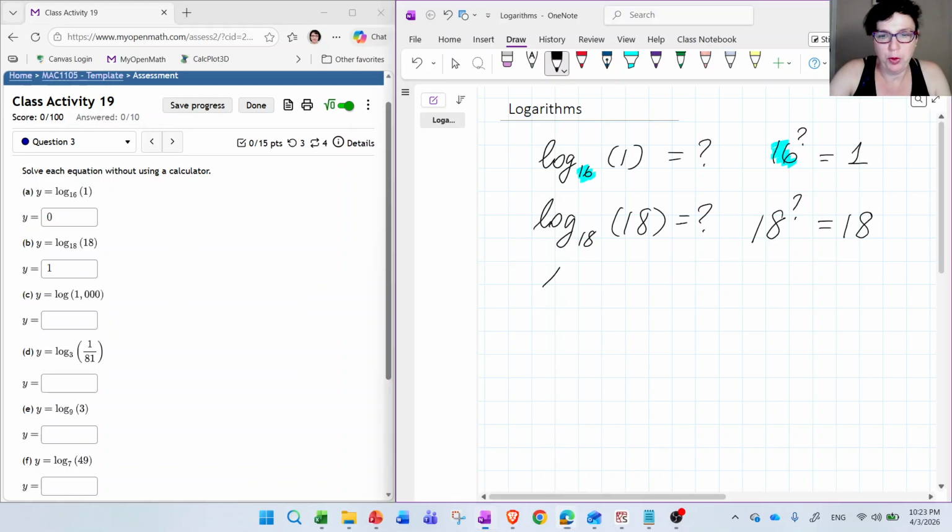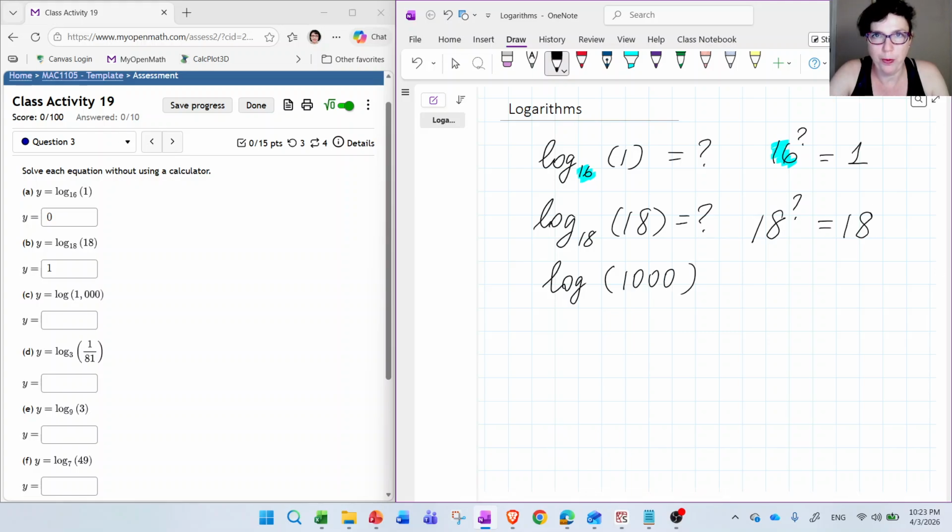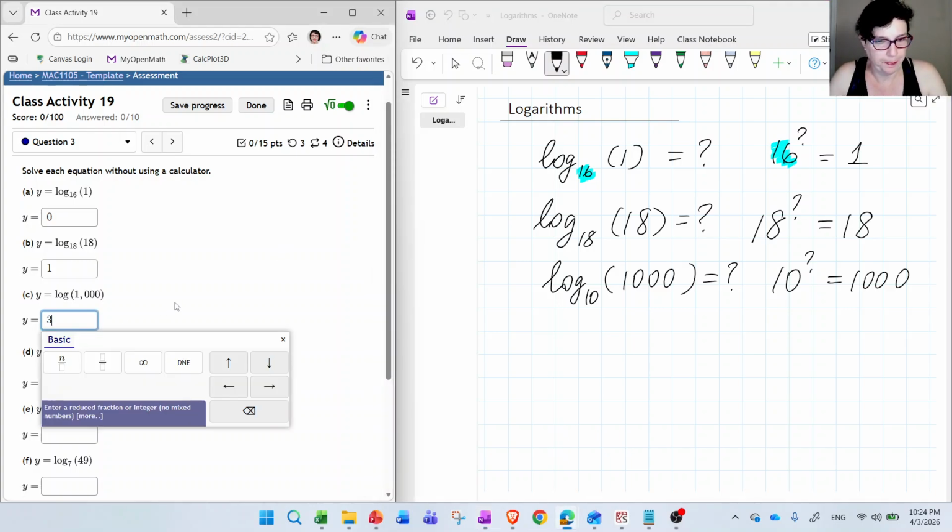Next, we are going to compute log, no base, of 1,000. So when you see this no base, what that means is the base is actually 10. This is the default, and this is also called common log. So even though they don't say it, the base is 10. And again, what are we looking for? We're looking for 10 to what power equals 1,000? Well, how many zeros are there in 1,000? Well, that would be 3, so that means this should be 3.